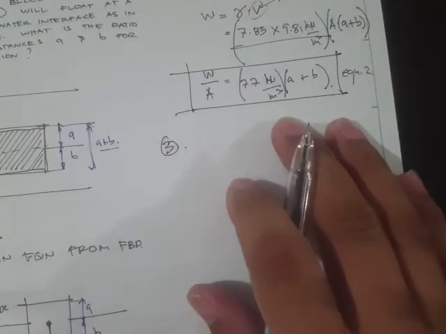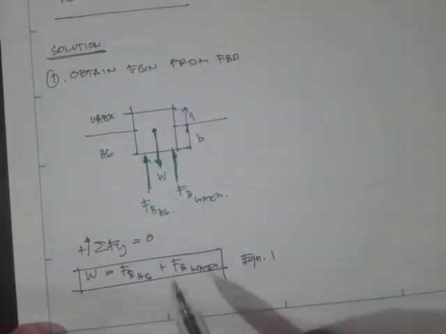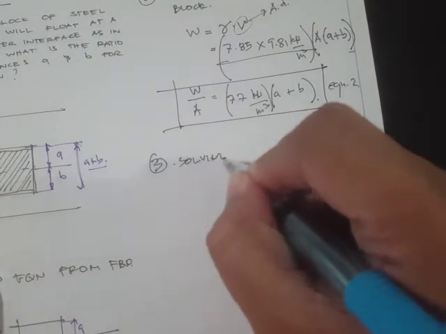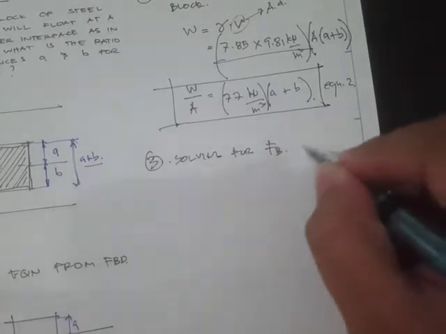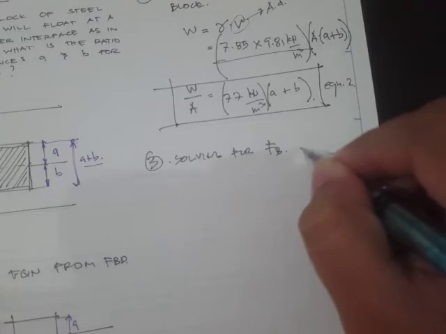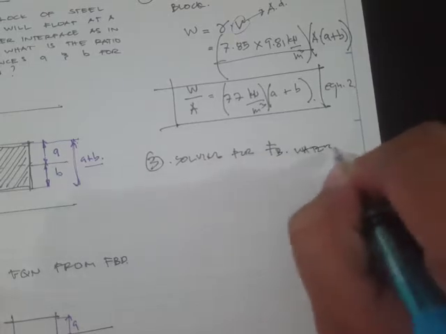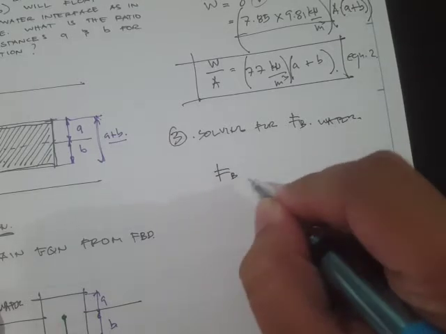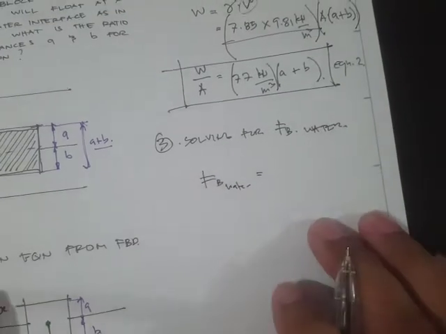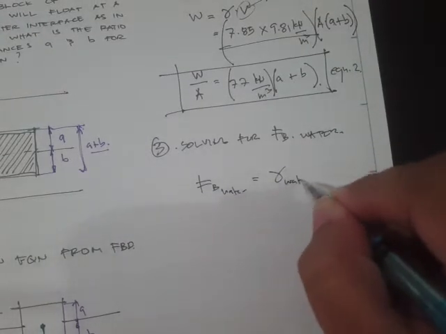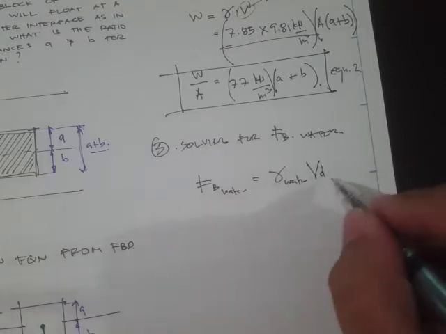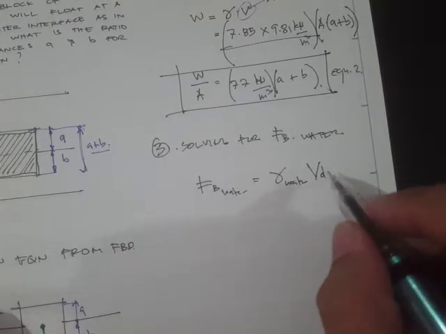Okay, now the third step is to solve for the buoyant force of the water. Solving for F sub B, let's try the water first. F sub B water is equal to simply the unit weight of the water times the displaced volume, of course referring to the volume displaced at the water surface.